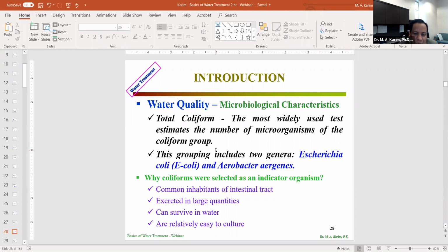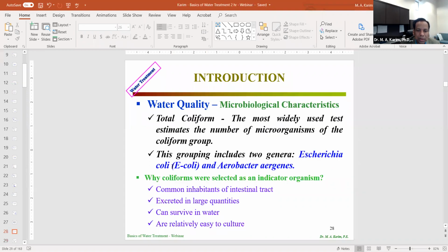So why are coliforms selected as an indicator organism? There is a debate on that. The coliform itself could be a pathogen or could not be a pathogen. But the main idea is if E. coli, Escherichia coli, is there, then there is a high probability, almost close to 100% probability, that there will be some kind of pathogens there. Okay? So that's the main idea of using coliform as the indicator organism. They are excreted in large quantities, can survive in water, and are relatively easy to culture. It means they grow very quick and very fast, right? So that's the main idea.